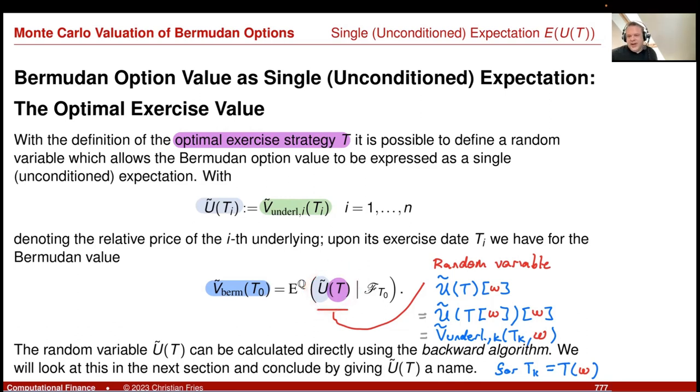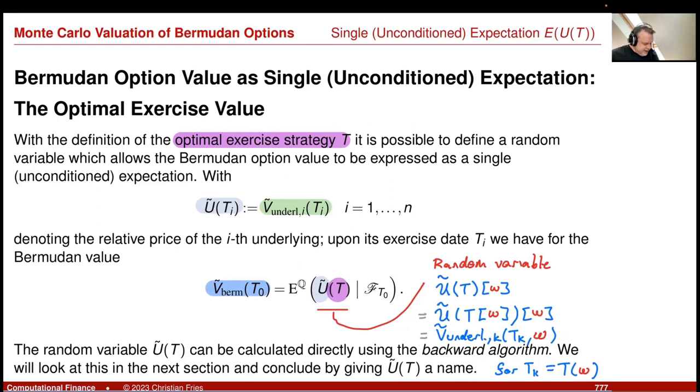But this is exactly the payment that I get in the future from this Bermudan. The Bermudan will pay me the corresponding underlying value at the corresponding exercise time. This is exactly the random variable that describes all the future payments. And since we have this nice notation here with the tilde, all these payments are already divided by their respective numeraire N, also evaluated at the capital T, at the corresponding stochastic payment time.